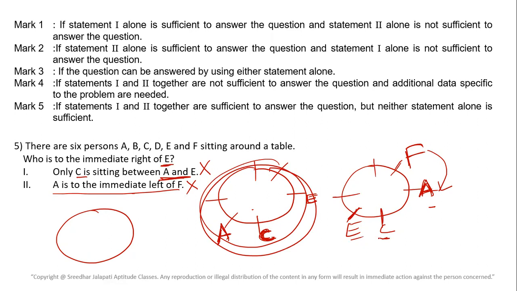Now you can find who is to the right of E. Who is to the right of E? Obviously C. So therefore, both together are sufficient to answer the question. Therefore, answer option 5. From together, there is only one arrangement which satisfies both conditions, that is this arrangement. So from this, we can find who is to the right of E, which is C. Okay, little tricky question.